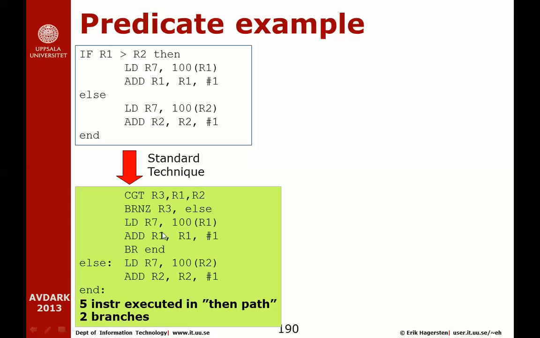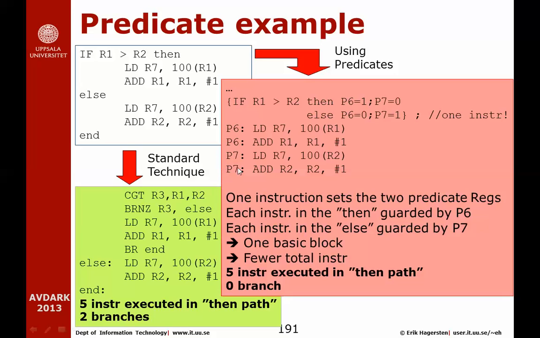So 2 branches, we have 2 puny basic blocks, and if you use predicate execution, what you instead do is you have a register that will set the 1-bit value of 2 registers to the opposite values, 1s and 0s, and then you will simply execute all the 4 instructions of the if and the else path, but you guard them with the respective predicate register, and only if the respective predicate register has the right value is the instruction allowed to have any side effects.